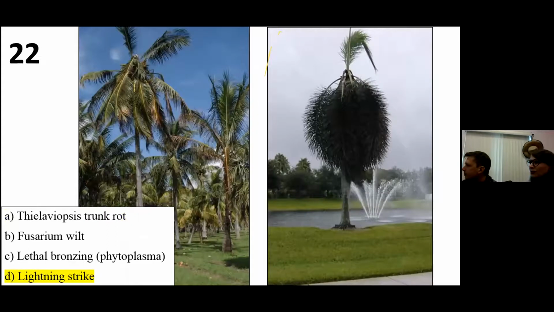Number 22. So 22 is physical damage, and these were lightning strikes. It was split quite a bit here, one third and one third, and it does look a lot like some of these other things that we had listed: fusarium wilt or lethal bronzing. So sometimes things as they appear are not always what they seem.